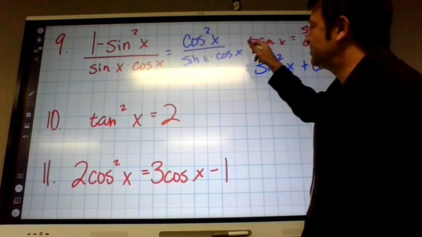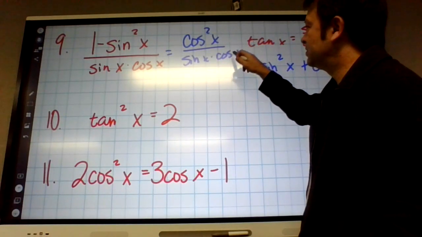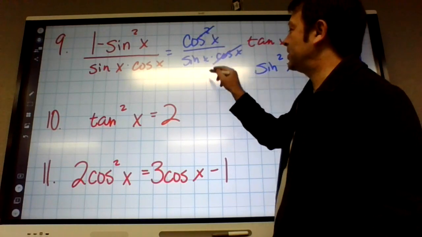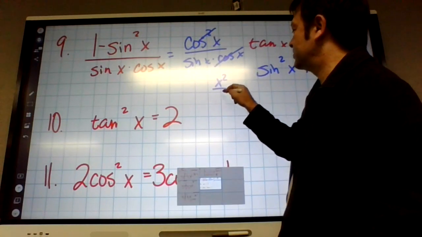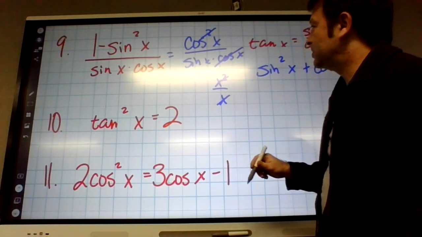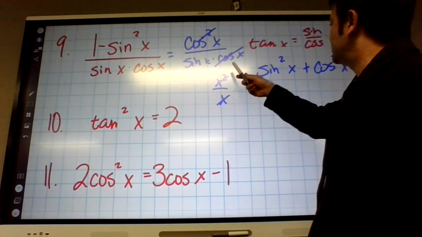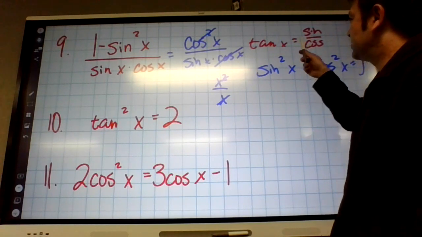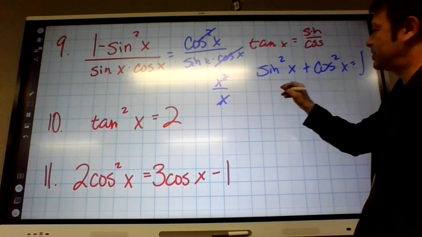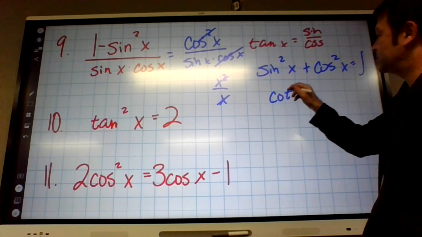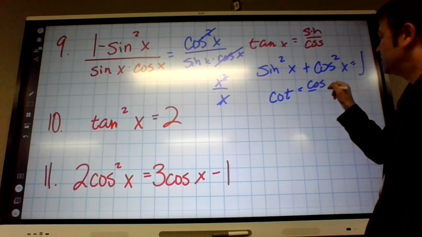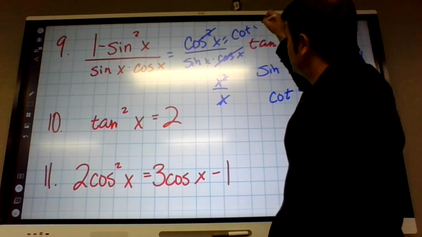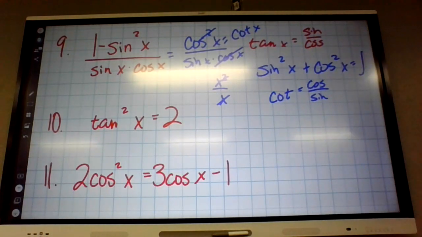Can that equal 1? Well, you can cross out a cosine. Cosine cancels out. It's kind of like x squared over x, those reduce. It means cosine over sine. Cosine over sine is equal to 1 over tangent, or the cotangent. If tangent is sine over cosine, that means cotangent is upside down to that, so cosine over sine. So this would equal cotangent.